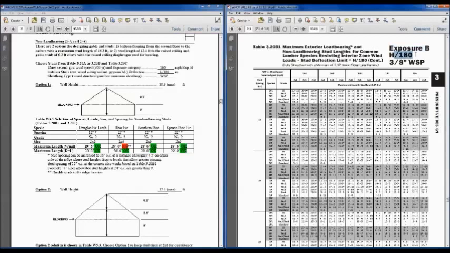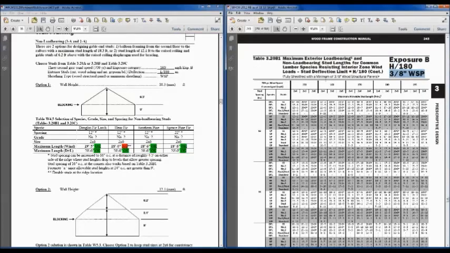It has this H over 180, 3/8 inch wood structural panels. I'm on page 243 of the wood frame construction manual. You've got to be real careful that you don't end up in the wrong table. 160 mile/hour wind loads. And just trust me, I couldn't get 16 inch on center framing to work for 18-foot studs, so we're going to look at 12 inch.